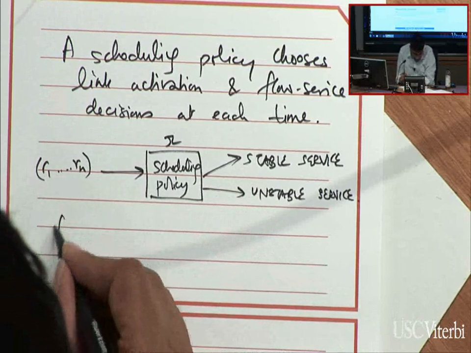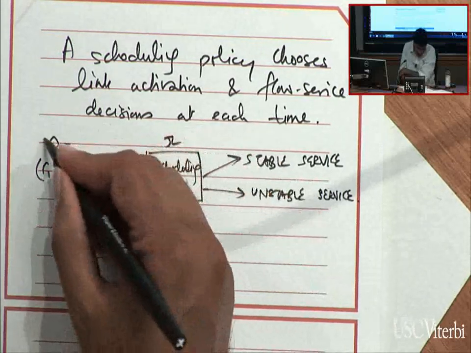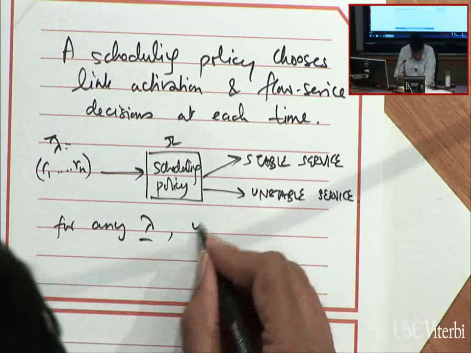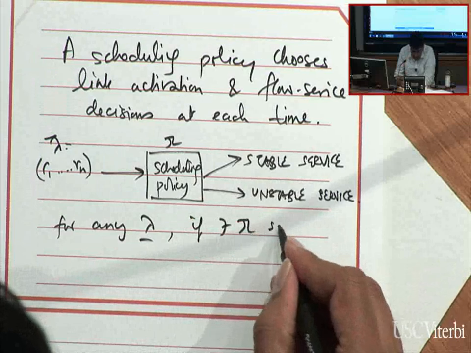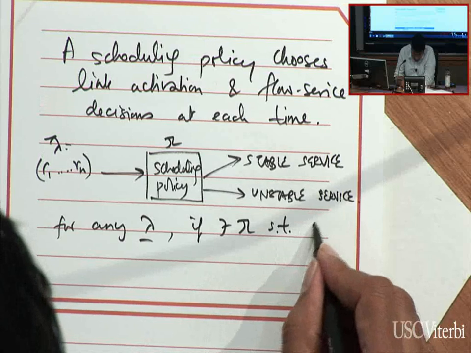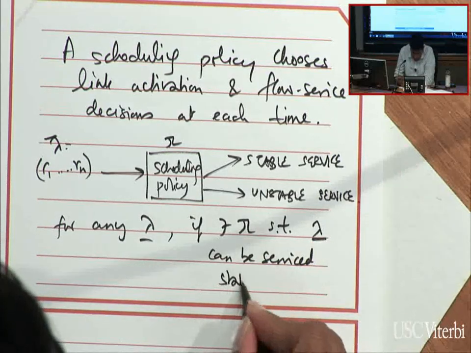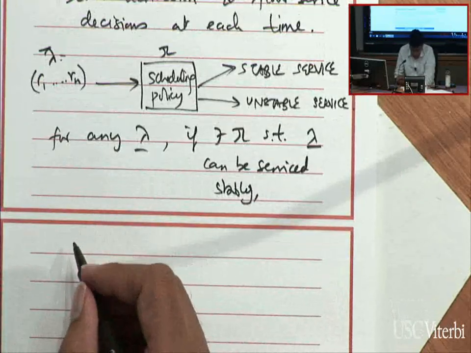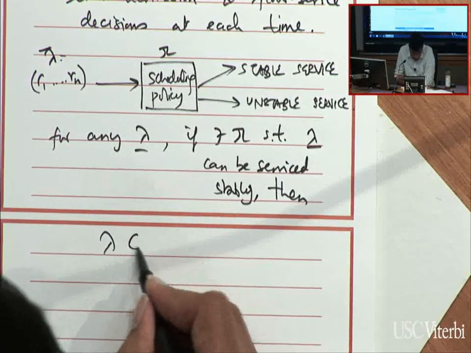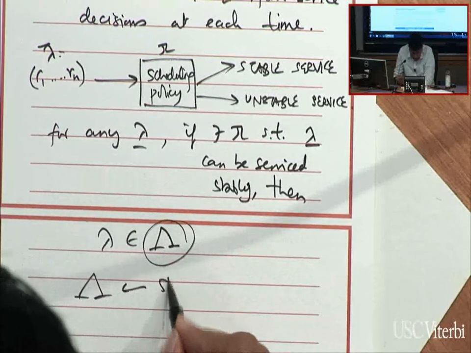And the claim is that for every, so let's call this vector lambda. Okay, so it's now a vector. For any lambda, if there exists a policy pi such that lambda can be serviced stably, then we say that lambda belongs to a set, let's call that capital Lambda. This capital Lambda is called the stability region.